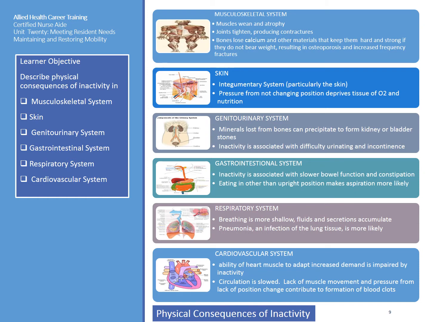Now let's talk about some consequences of inactivity with the musculoskeletal system. The muscles weaken, which is called atrophy. Their joints tighten, producing contractures. The bones lose calcium and other materials that keep them hard and strong if they do not bear weight, resulting in osteoporosis and increasing the frequency of fractures.